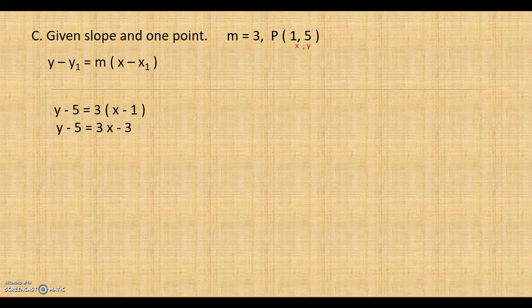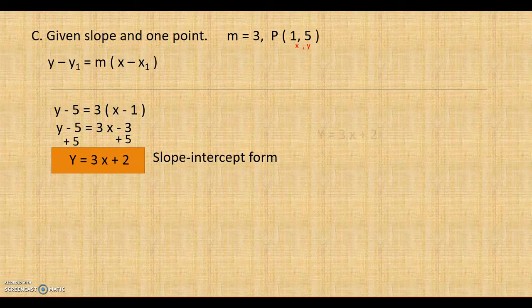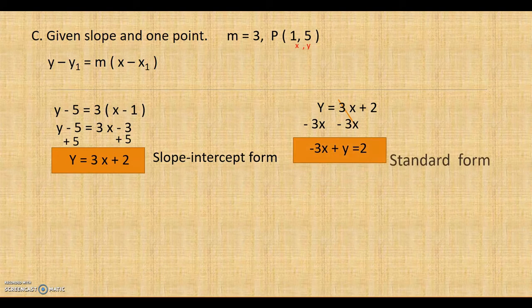Then we will use our distributive property. So y minus 5 is equals to 3x minus 3, because 3 times negative 1 is negative 3. Then, to write it in a slope-intercept form, we will transpose negative 5 to other side. By doing that, we have to add positive 5 both sides. So now we have y is equals to 3x plus 2. So this is our slope-intercept form. And for our standard form, to convert y is equals to 3x plus 2, let us transpose 3x to the other side by subtracting 3x both sides. So now we have negative 3x plus y is equals to 2 as our standard form.